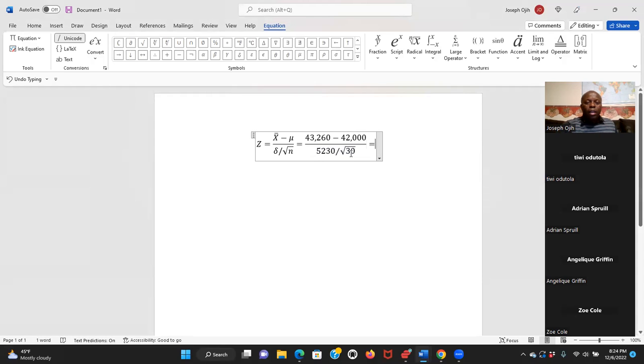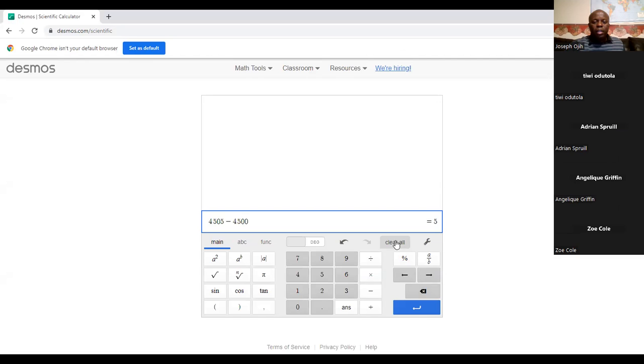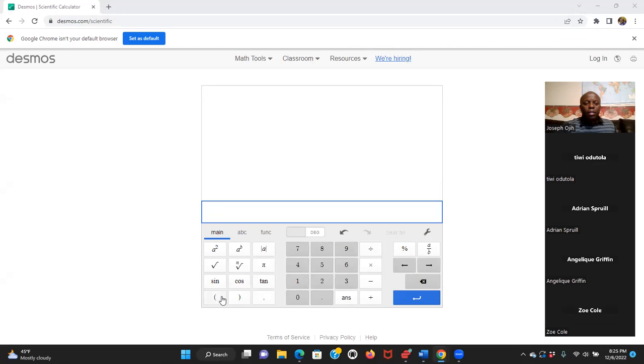Okay, and that gives us the answer. You can get it by using the calculator, which is Desmos. So putting this in the calculator, and making sure you are seeing it, you have X bar is 43,260 minus the mean of 42,000.